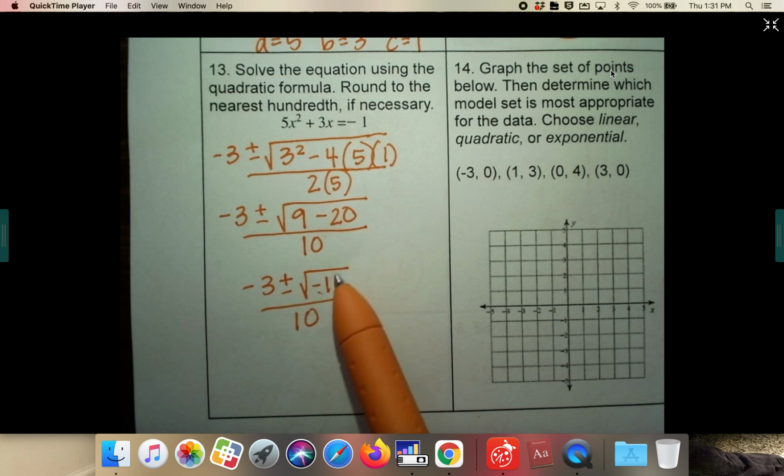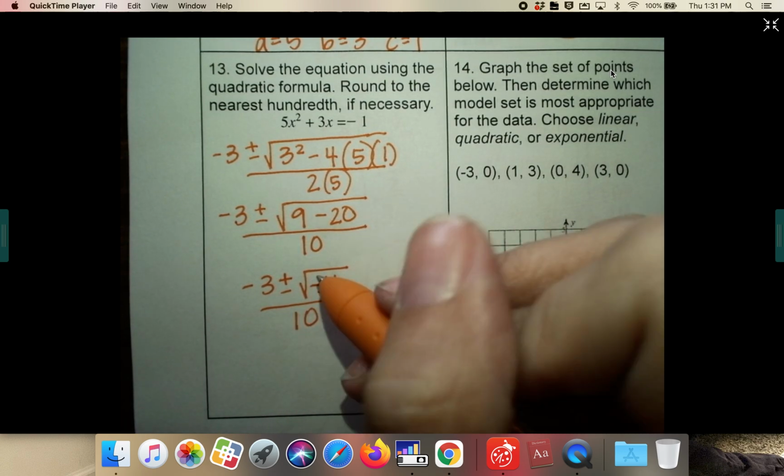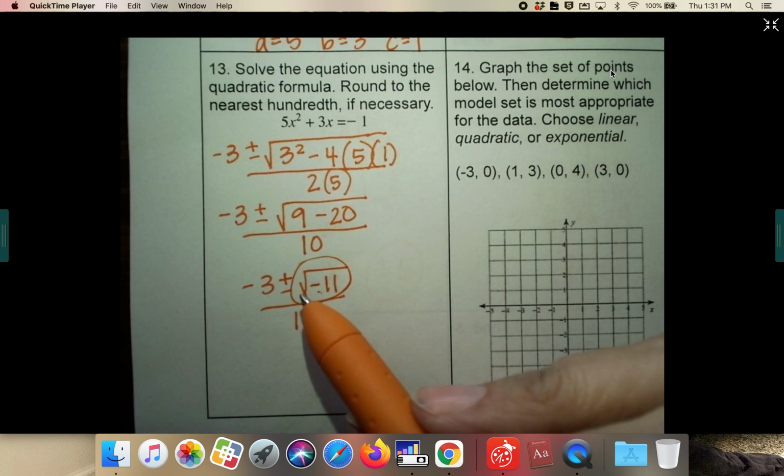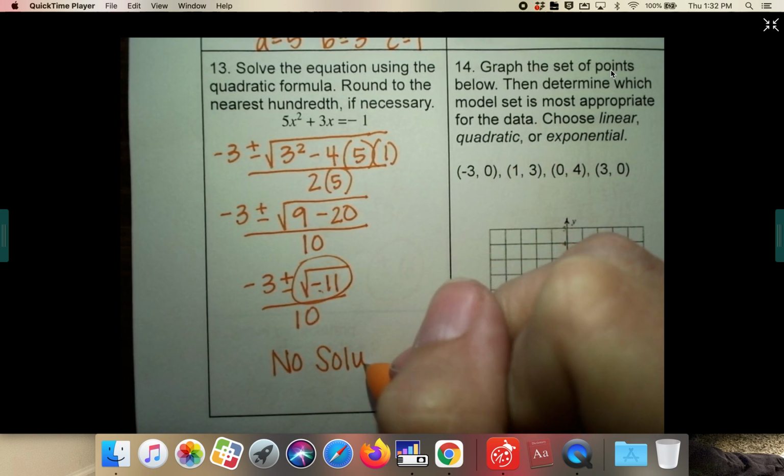Anytime you have the square root of a negative, that is not possible. So these would be imaginary solutions, so I'm not going to make you come up with them. I'm just going to have you stop. Anytime you have simplified under the discriminant and you have a negative, you're going to stop right there and write that there are no solutions.